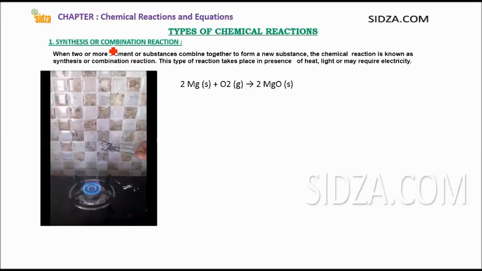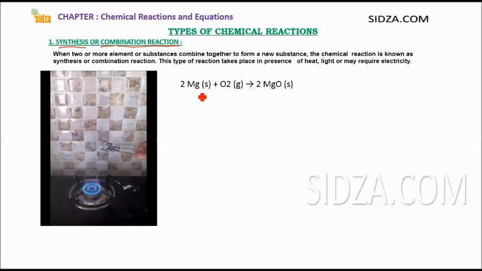First let's study the combination reaction, or a synthesis reaction. What is a synthesis reaction? When two or more elements or substances combine together to form a new substance, the chemical reaction is called a synthesis reaction or a combination reaction. In simple words, when two substances combine and form one substance, that is a combination.